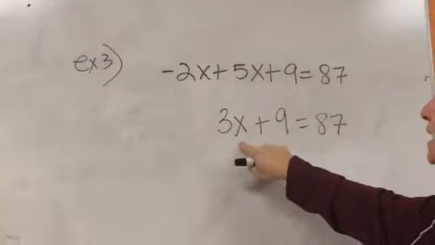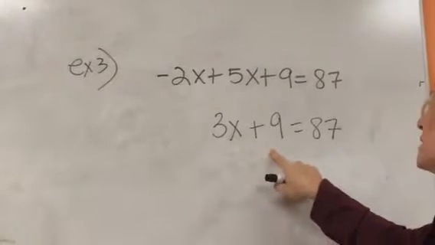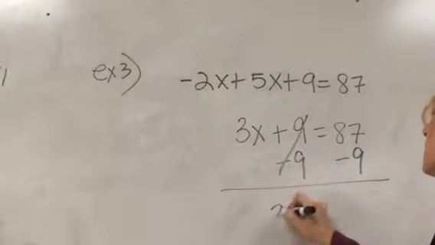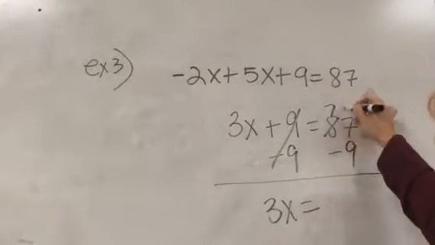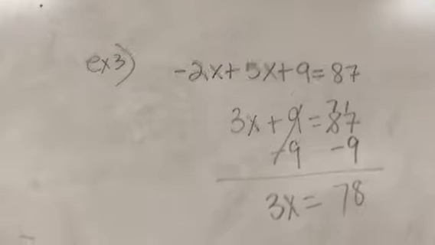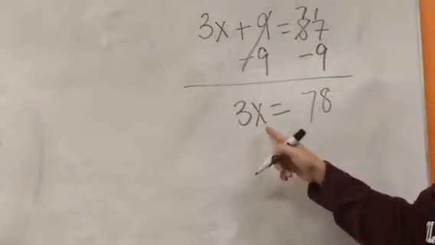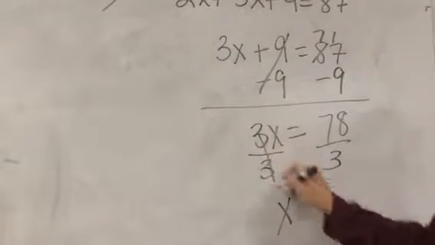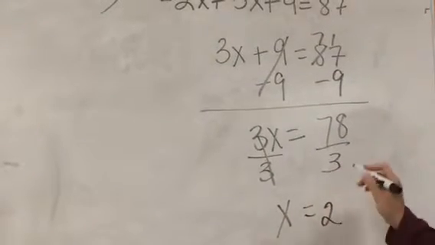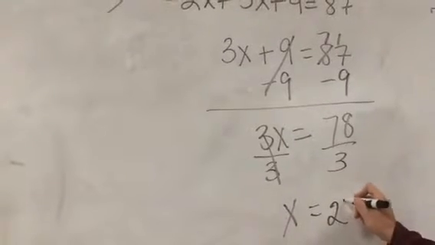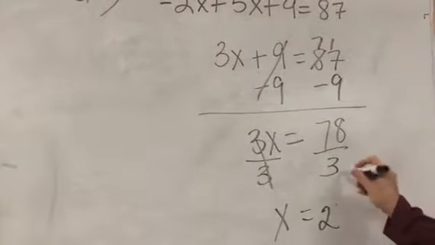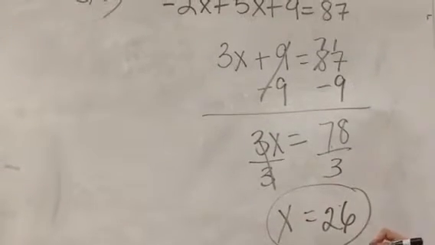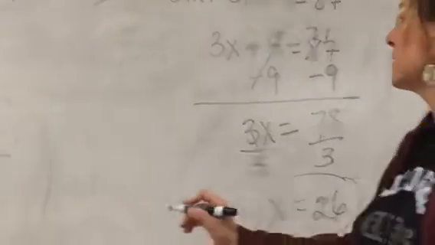Now, I have to get the x by itself. The first thing I need to get rid of is the 9. Let's do the inverse operation of plus 9. That will cancel. I get 3x equals 78. Now, to get this x by itself, I have to do the inverse operation of multiplication. x equals, 3 goes into 7, 2. 3 goes into 28. Wait, is that right? 3 goes into 7, 2, 6. 3 goes into 18, 6. Okay, x equals 26.